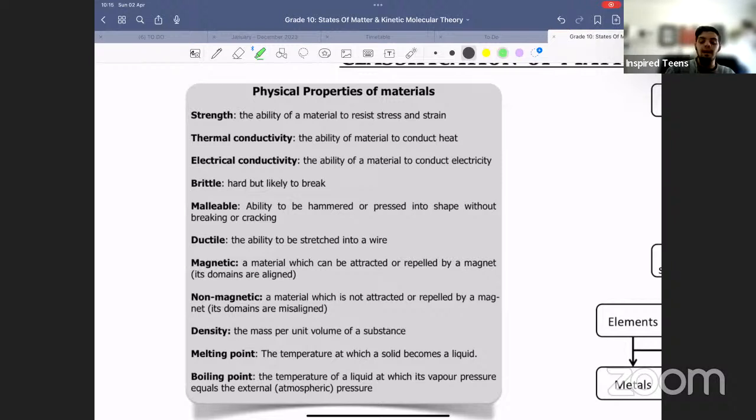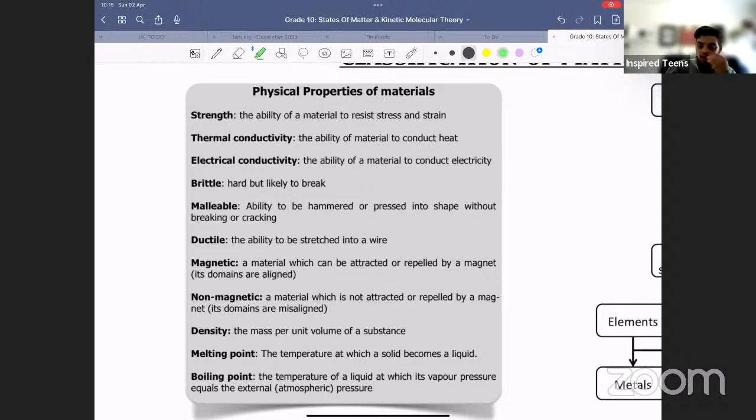Brittle means it's hard but likely to break. Malleable, ability to be hammered or pressed into shape without breaking or cracking. Ductile, the ability to stretch into a wire. Magnetic, a material which can be attracted or repelled by a magnet. Its domains are aligned. Non-magnetic, its domains are misaligned, and it's a material which is not attracted or repelled by a magnet. Density, the mass per unit volume of a substance.